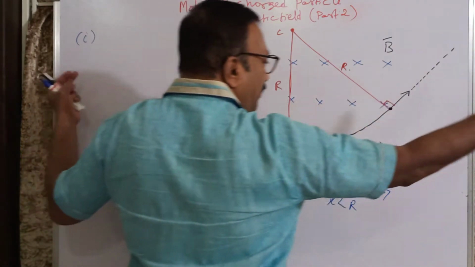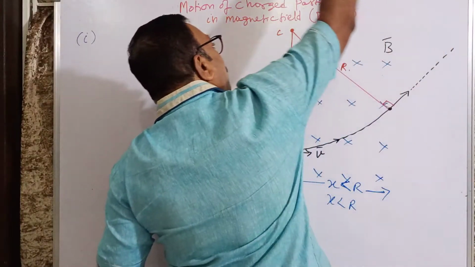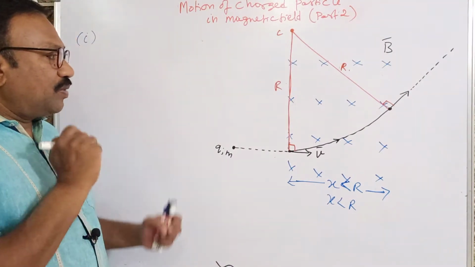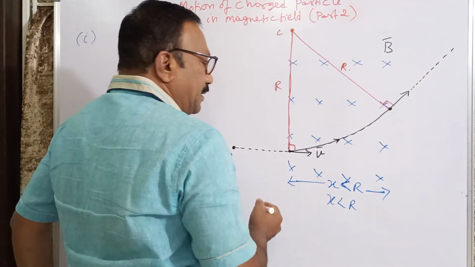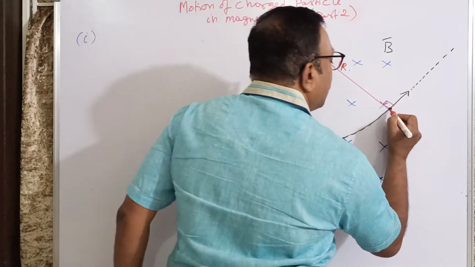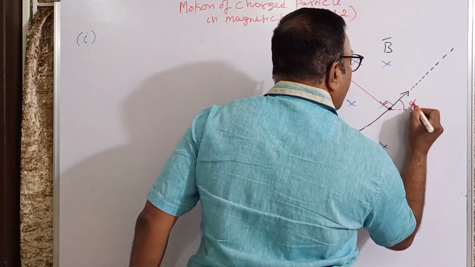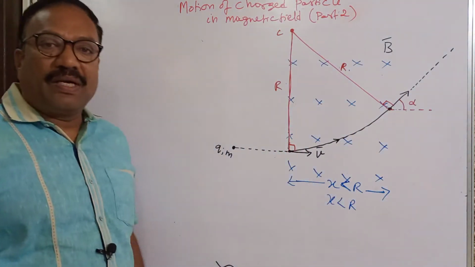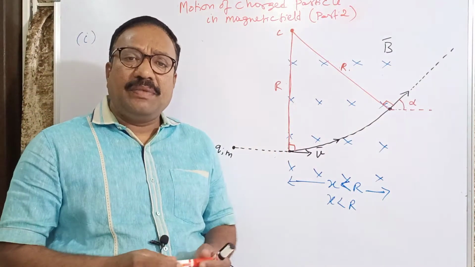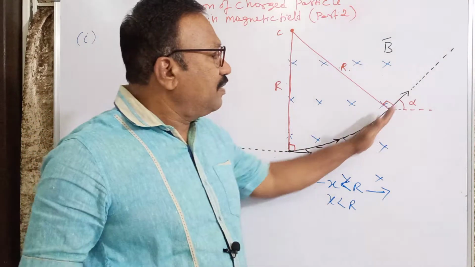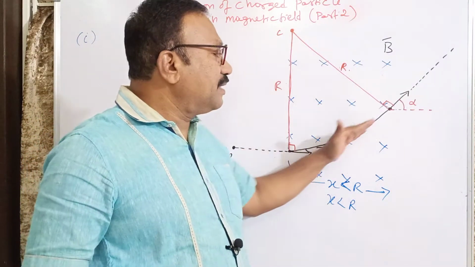If the magnetic field is sufficient, it might have completed a circular motion like this. So what we have to find here is this angle, say alpha or theta. Through what angle is it deflected? What is the meaning of that? See, the particle has entered like this and is leaving like this. So how much angle has it turned?